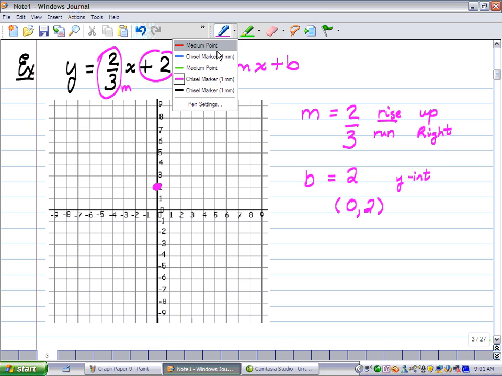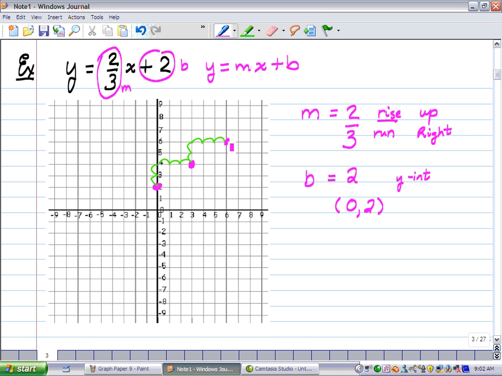Now, I'm going to start there at the 2, and I'm going to rise up 2. So I'm going to hop up 2, and we'll run to the right 3. And wherever I end up, that is my next point. And now I can get out the straight edge and connect the dots, or I can do it again and again and again as many times as I want, because the slope stays the same all along.